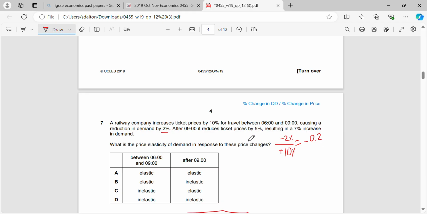After 9, ticket prices go down by 5 and there's a 7% increase in demand. So that's plus 7 divided by minus 5, which will have an elasticity of minus 1.4. Okay, so remember, elastic is bigger than 1.00, so it would be elastic after 9 AM, and inelastic is less than 1.00, so it would be inelastic between 6 and 9. So C would be our answer there.